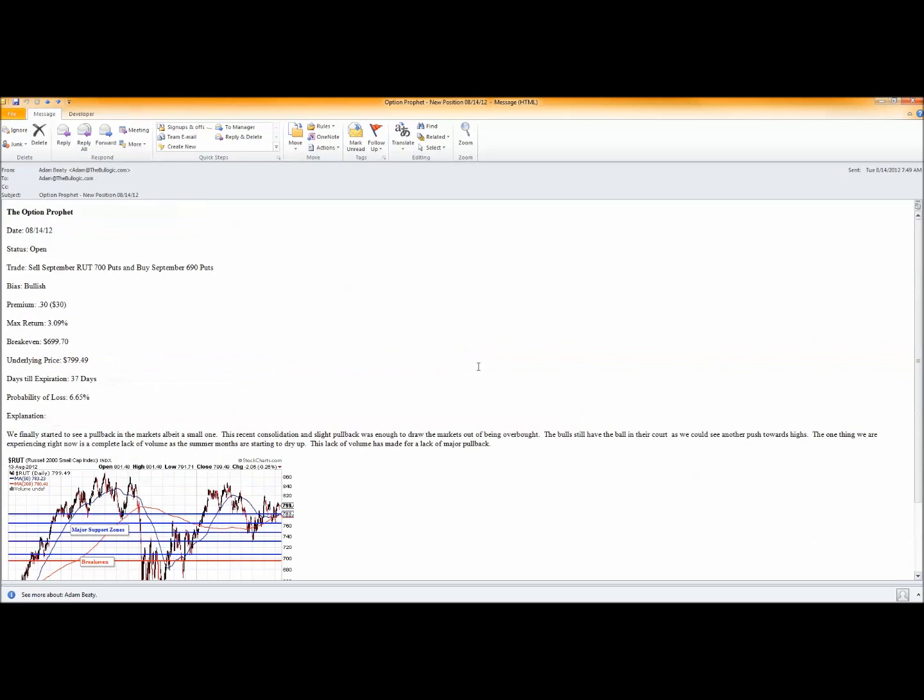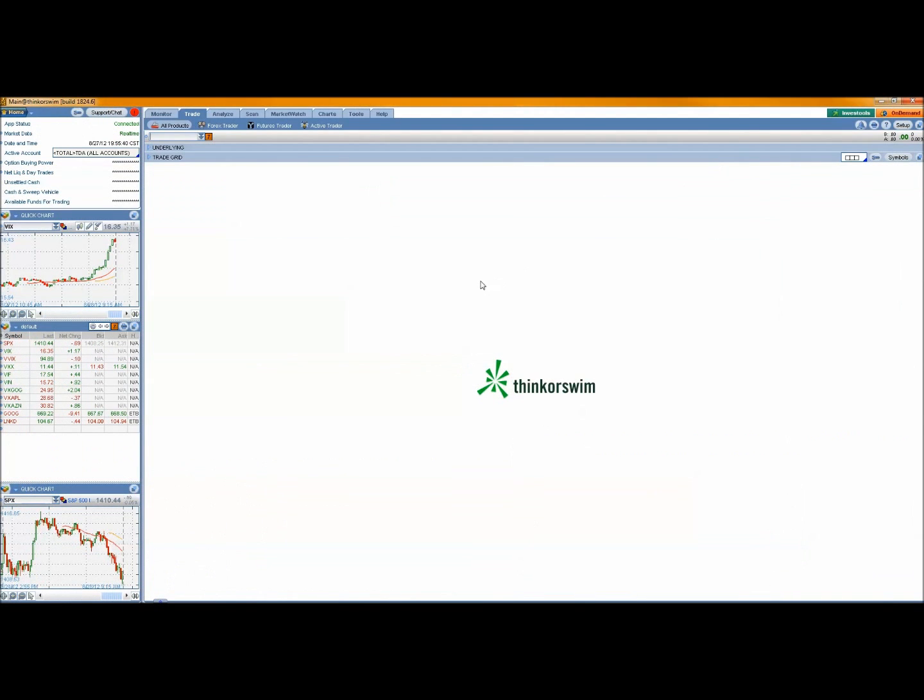So once you get your alert in the mail, you look it over, you study it, and then you realize, okay, I need to go ahead to my brokerage, sell the vertical spread on the 700, 690 puts for the Russell. Now you can do this in any brokerage. I myself use ThinkorSwim.